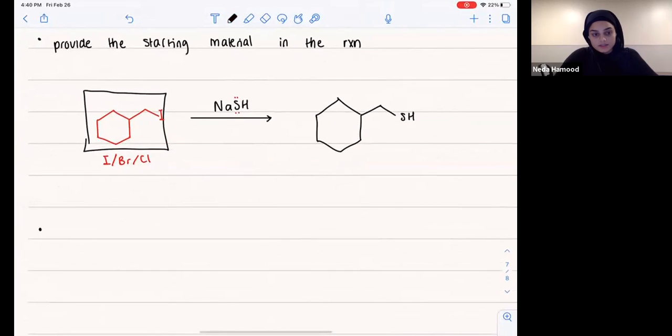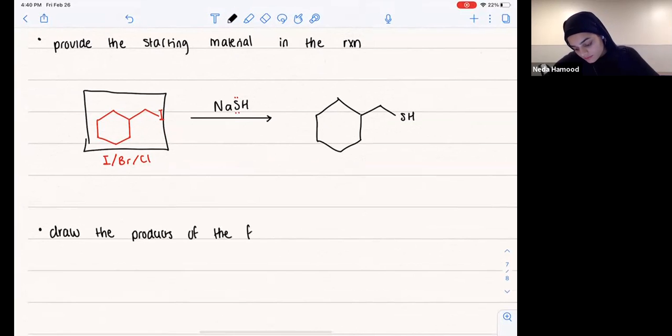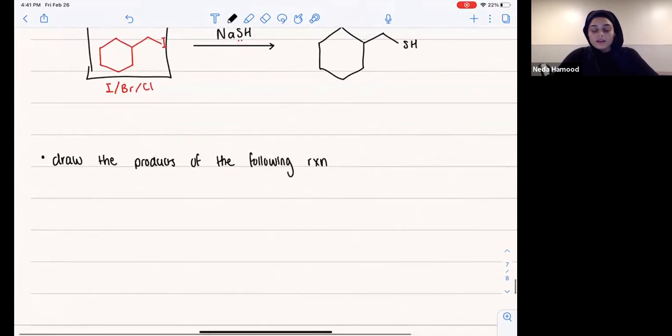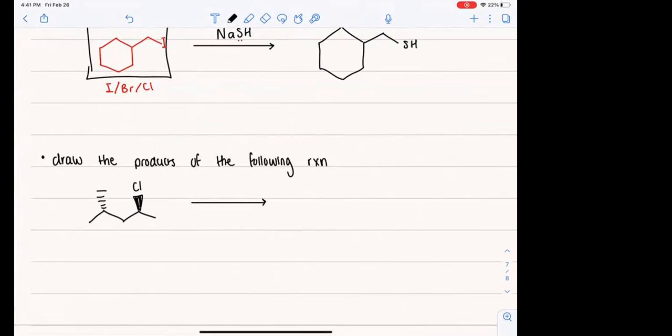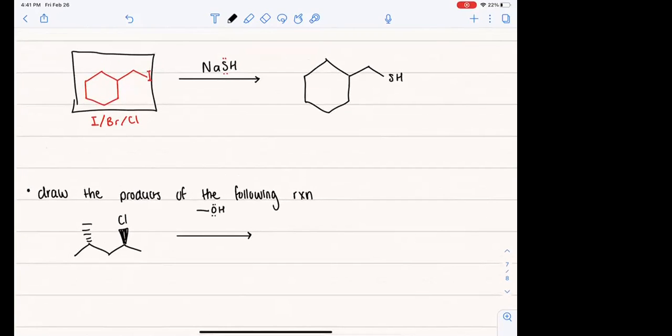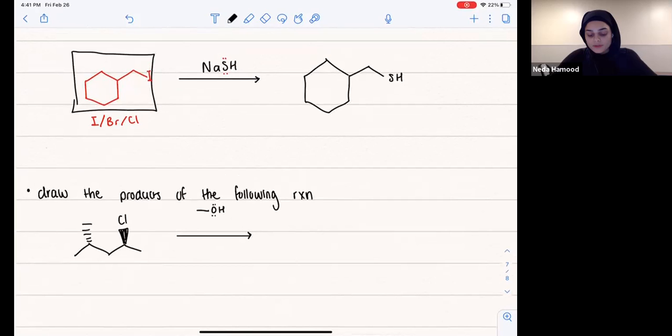Okay, exactly. This one is going to be draw the products of the following reaction, and this is going to be like this, and then we have chlorine. Wait, I'm sorry. So for the first one, was that Sn1 or Sn2? Sn2. Okay, thank you. Yeah, this would be Sn2.